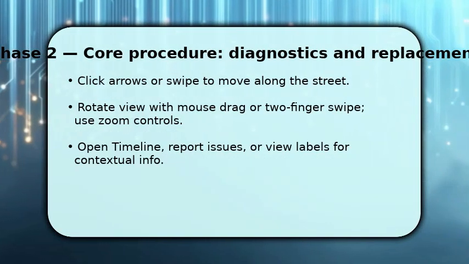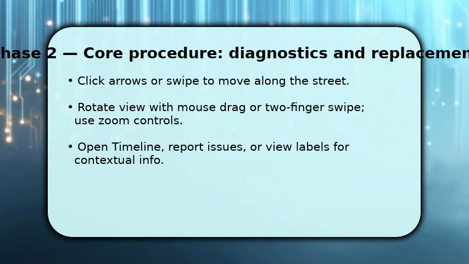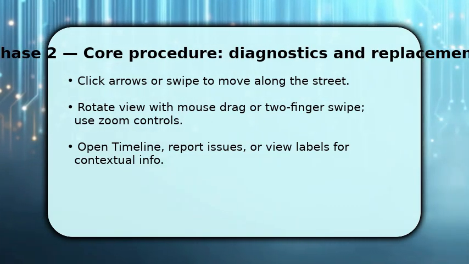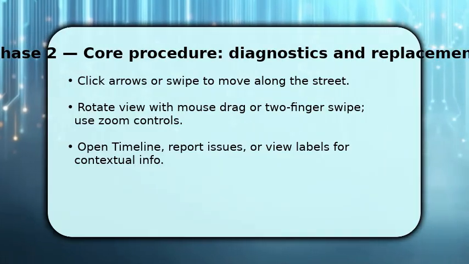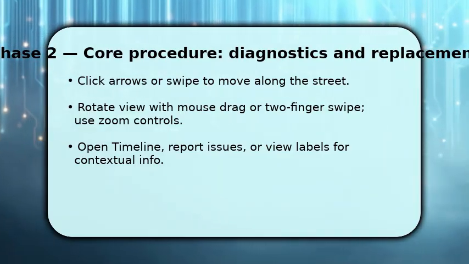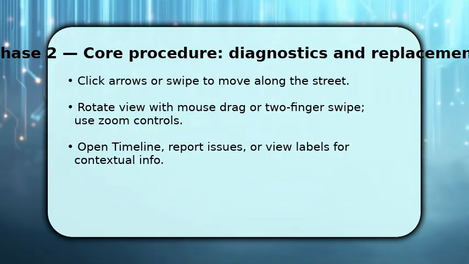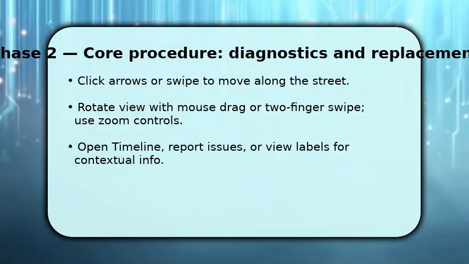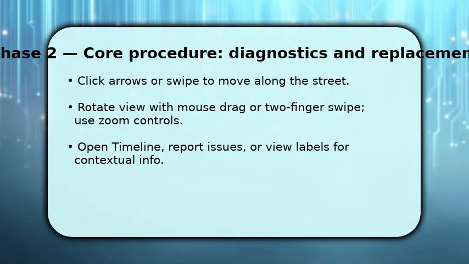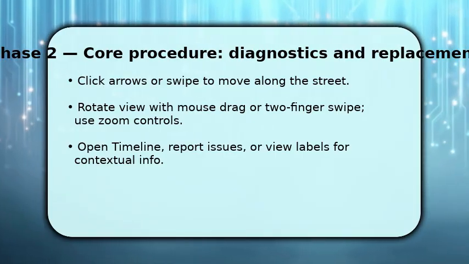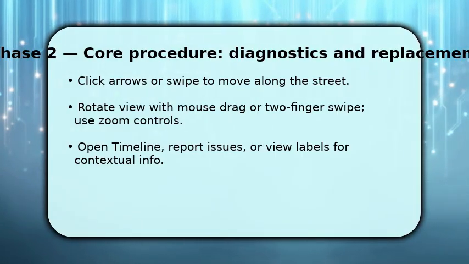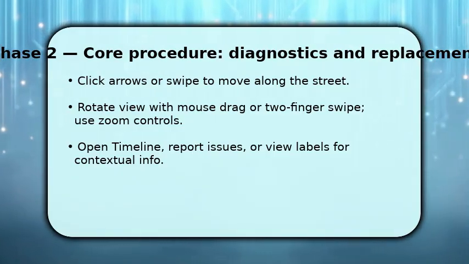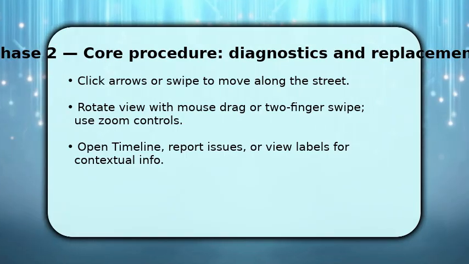Once inside Street View, move forward by clicking the white arrows or swiping forward. This mimics walking along the street. Rotate your view with a mouse drag or two-finger swipe on mobile to scan left, right, and up. Use the plus and minus zoom controls for signs and house numbers. Make sure to open the timeline if you need older imagery, or tap labels to get place info. If you must be precise, use keyboard arrows on desktop for small increments. This helps when inspecting details like addresses.